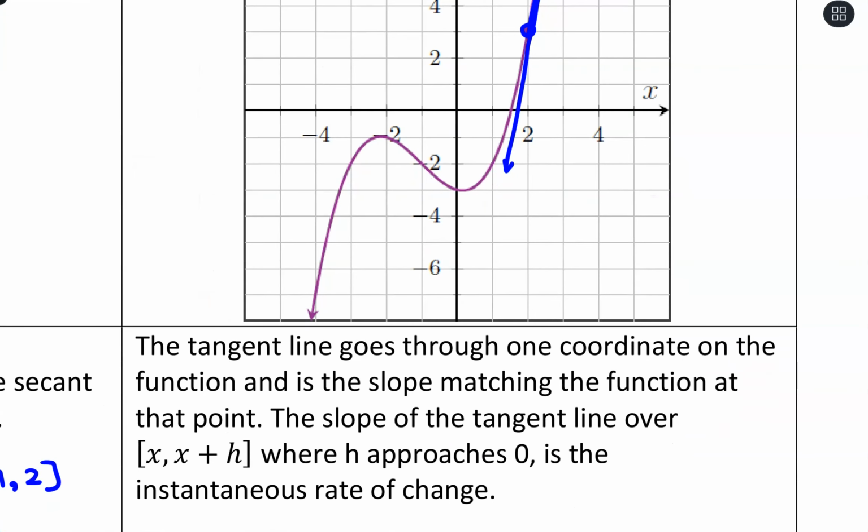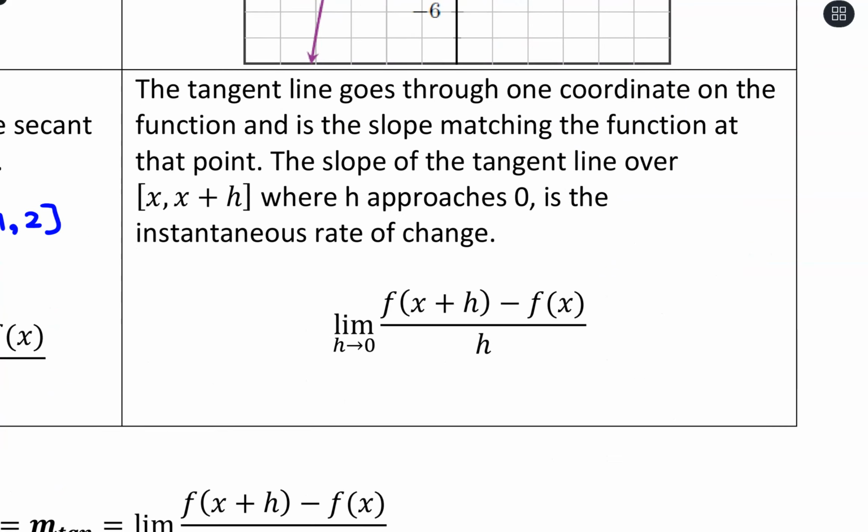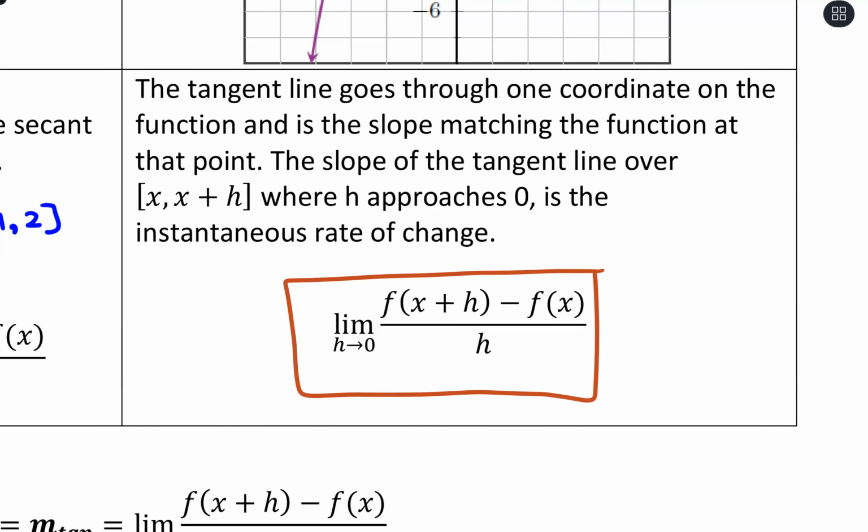So the tangent line goes through one coordinate on the function and is the slope matching the function at that point. The slope of the tangent line over x to x plus h, where h is approaching 0. So again, this idea of getting closer and closer to x without equaling x is the instantaneous rate of change. And right here is our formula for calculating that slope of the tangent line, which we saw in that last video on the pre-lesson of getting instantaneous velocity.